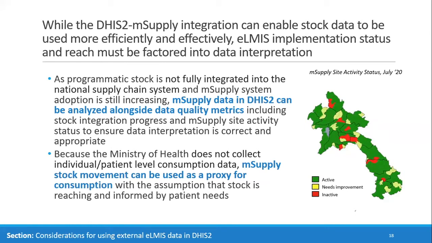Additionally, because the Ministry of Health does not collect individual or patient level consumption data, the M-supply data that we have coming in here and the stock movement that it represents can be used as a proxy for consumption. But it's important to take into consideration the assumption that stock is actually reaching and informed by patient needs. So with our average monthly issuance, for example, sometimes we use that as average monthly consumption, but it does come with a few caveats. But in the absence of individual level patient data, this is an incredible wealth of data to understand what the stock situation here is in Laos.